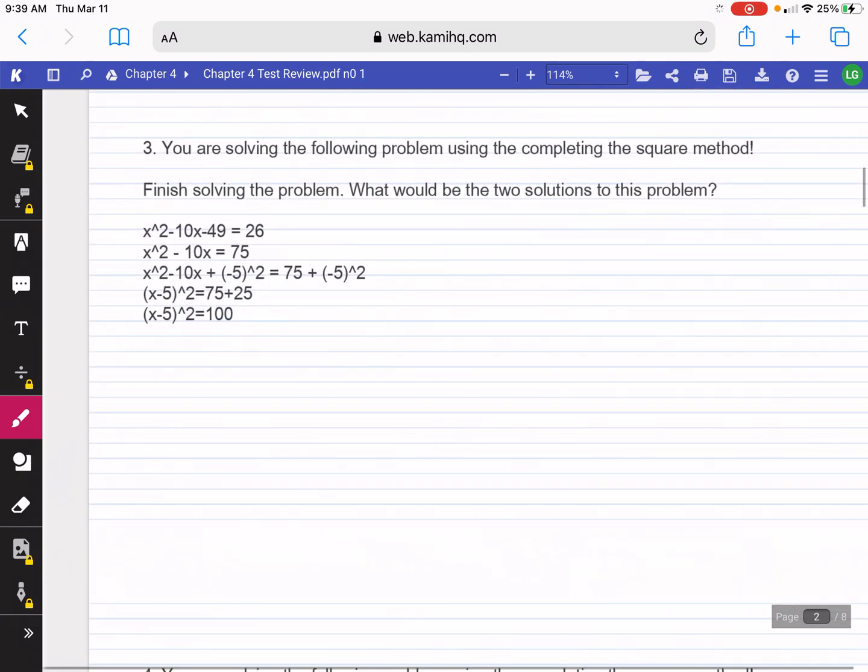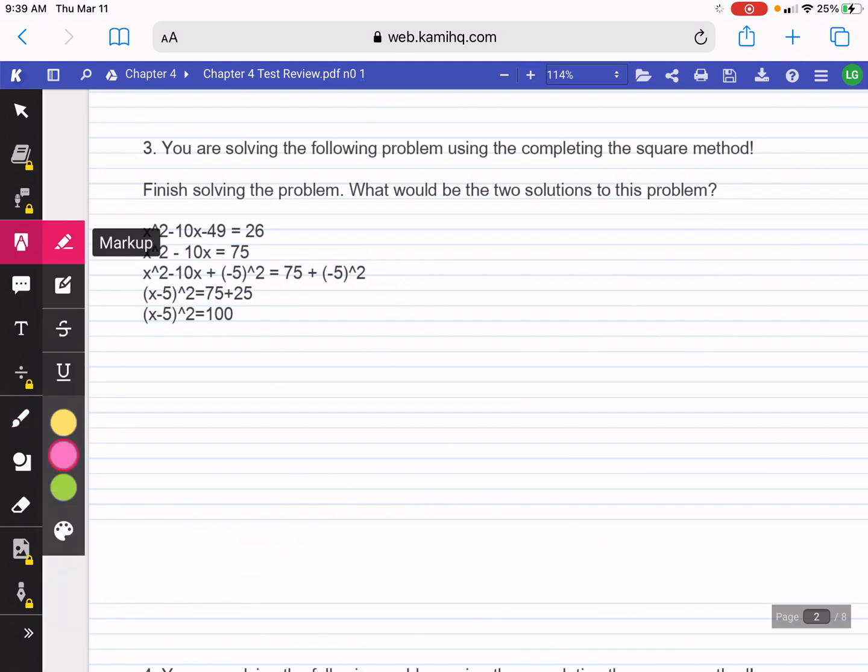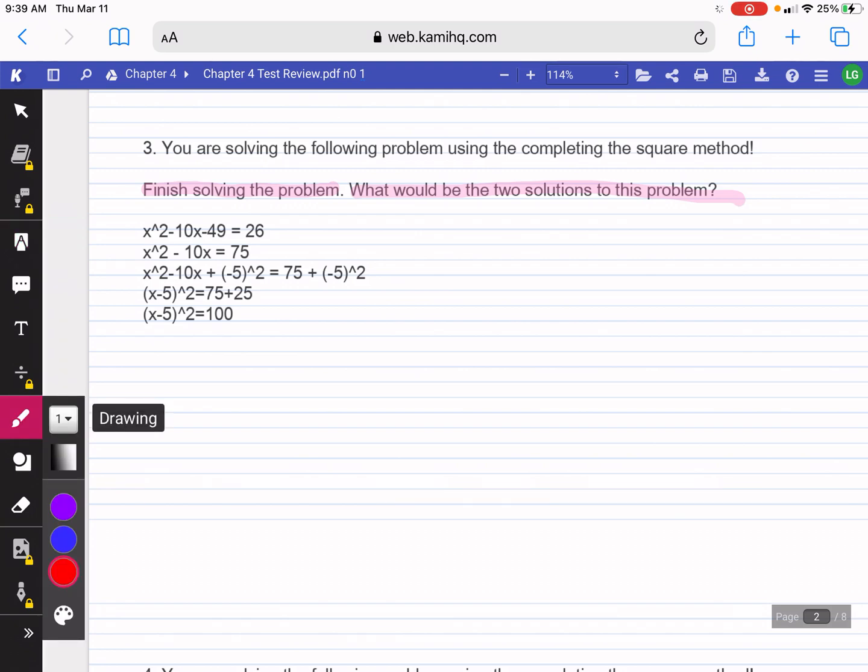On this next problem, we're continuing with the same one. Now we're on the last step. So now it says finish solving the problem. What would be the two solutions? So here it's checking that you know how to solve. Now that we rewrote it as the square of a binomial, to solve it, what you would do is you would take the square root of both sides.